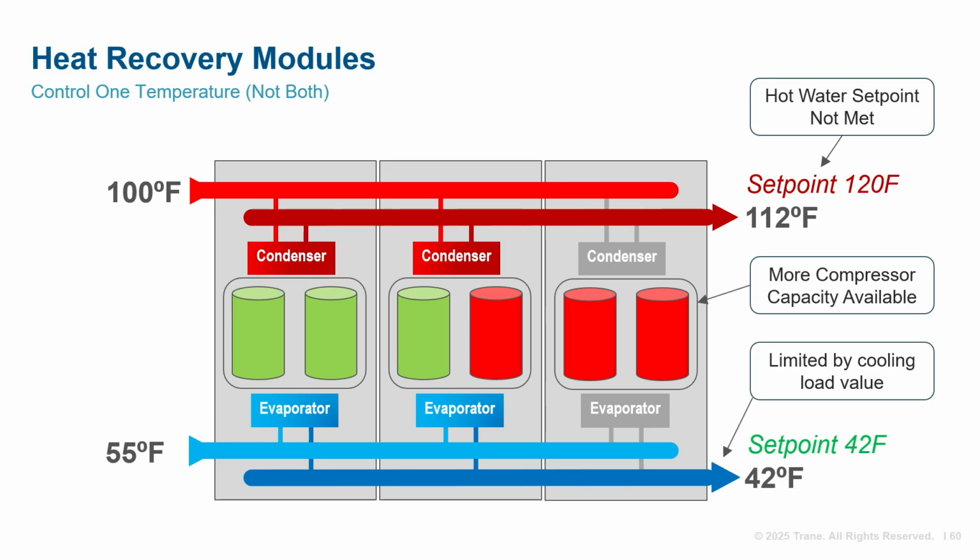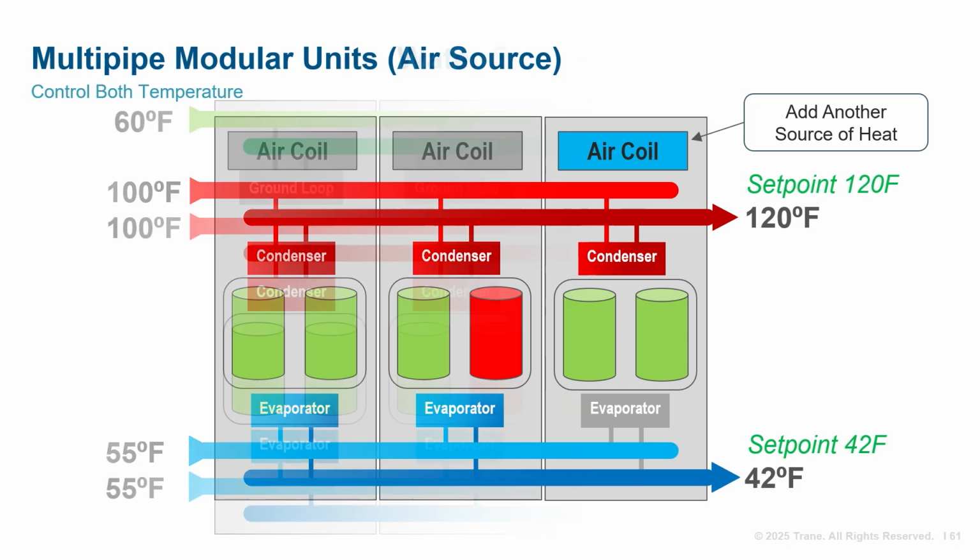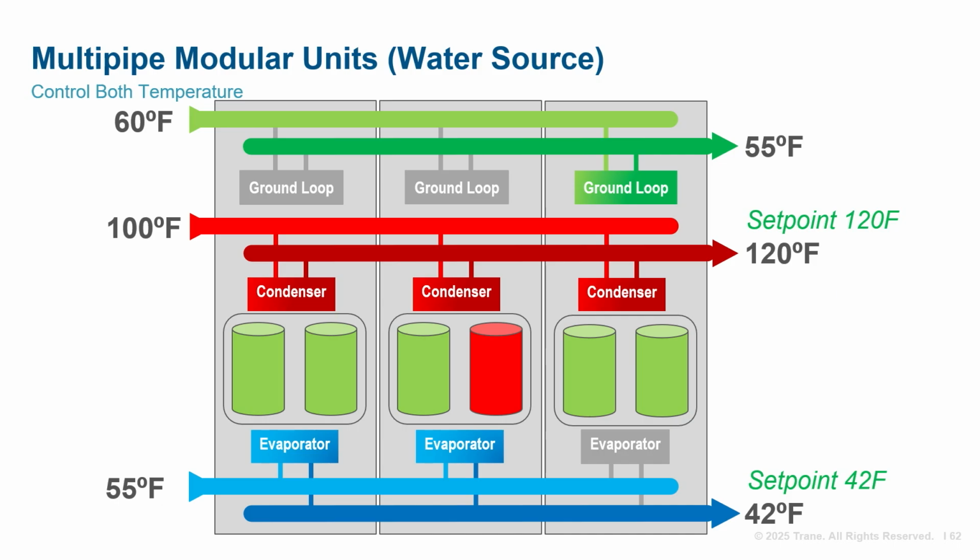Wouldn't it be nice if we can run some more of those remaining compressors to help out with the heating loop? That's where multi-pipe units come into play. Multi-pipe units have an additional circuit that can be used as a heat source or a heat sink depending on conditions. Now we can energize those last 2 compressors in heating mode and bring the hot water loop up to temperature without overcooling the chilled water loop. The additional circuit can also be a water loop. This is commonly referred to as a 6-pipe modular unit, and it's a great choice for geothermal applications.